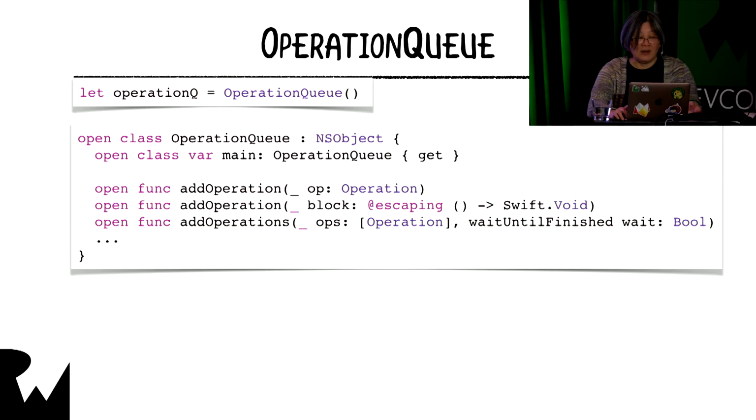And you can add operations one at a time or an array of operations. In the lab, you're going to be creating 3 operations, with dependencies between them, and so it's convenient to use the array form of add operations so that you can add them all at once.